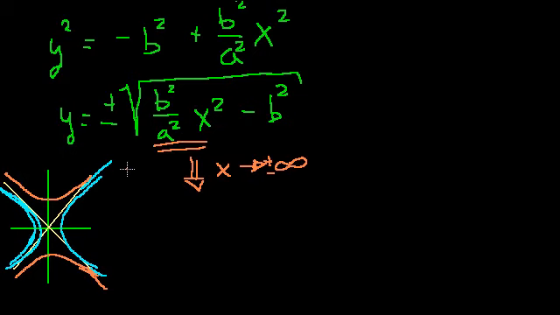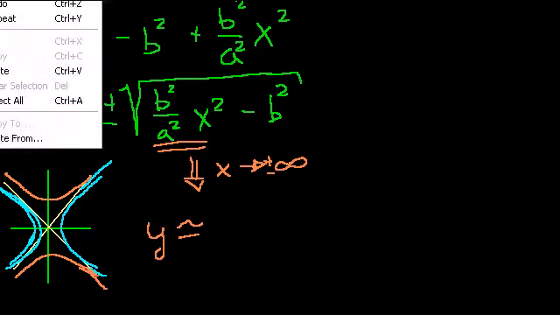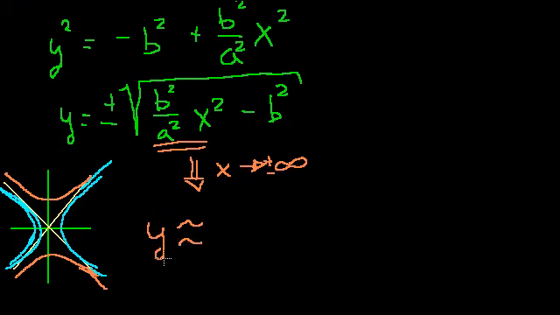And you'll learn more about this when we actually do limits. But I think it's intuitive that this number becomes huge. This number is just a constant. It just stays the same. So as x approaches positive or negative infinity, as it gets really, really large, y is going to be approximately equal to, I always forget notation, approximately just means not exactly, but approximately equal to the plus or minus square root of b squared over a squared x squared, right?